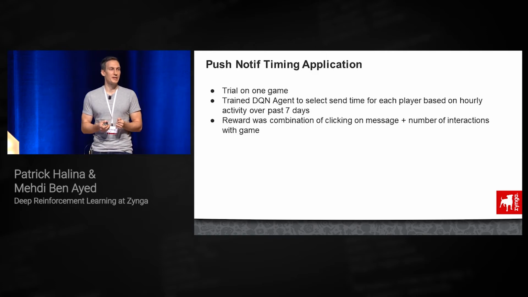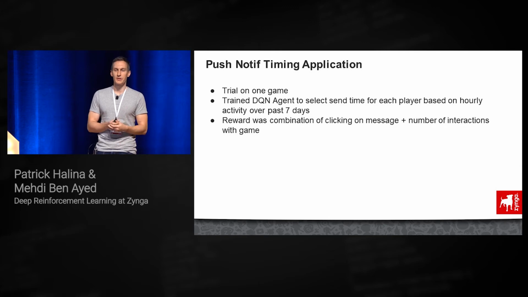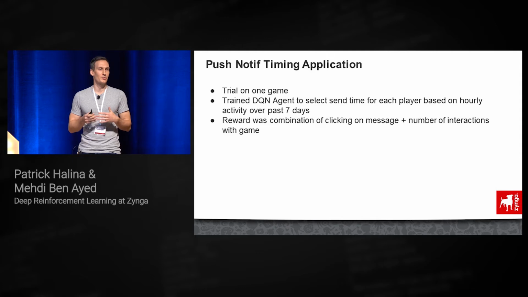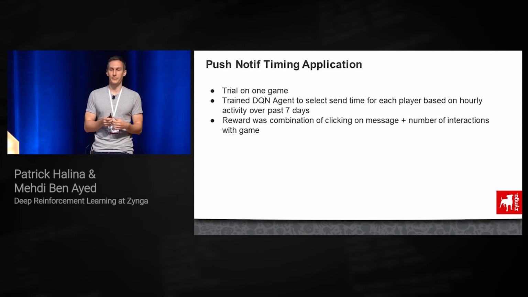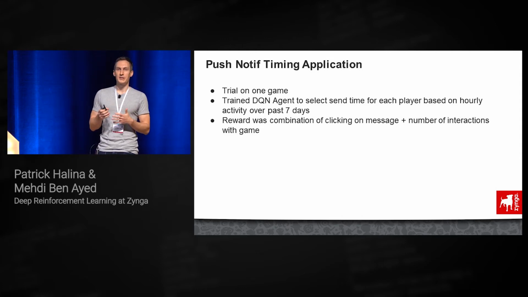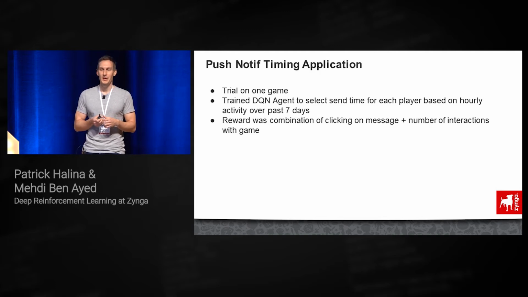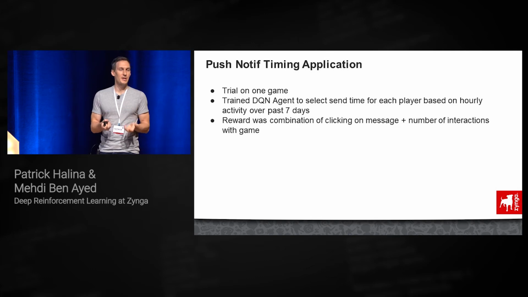And what we did was train a DQN agent. That's a specific type of algorithm in reinforcement learning. It's one of the more basic ones for deep reinforcement learning, but that's what DeepMind used in AlphaGo. So we had this agent that was selecting which time of day, which hour, we should send a push notification to each of our users. And it was based on a history of their hourly activity over the past 7 days. And the reward for this was whether they actually clicked on the message, and then whether it increased their movements, whether they increased their interactions with the games.